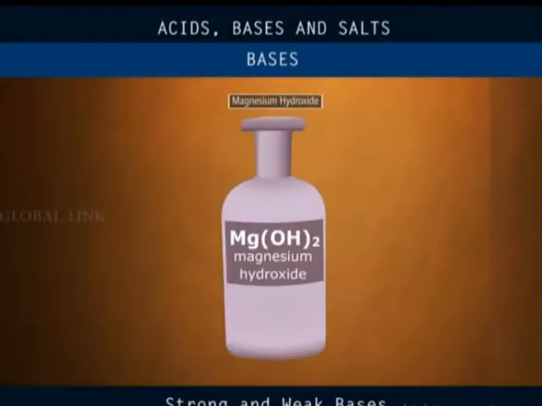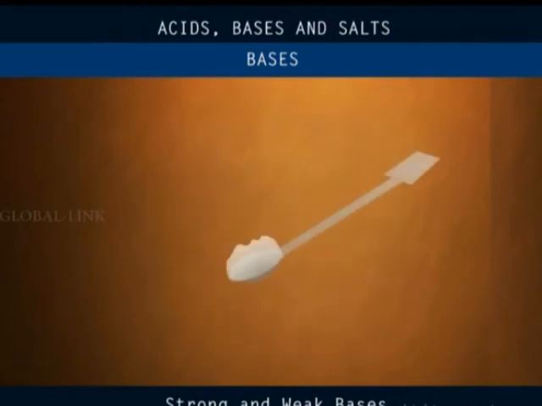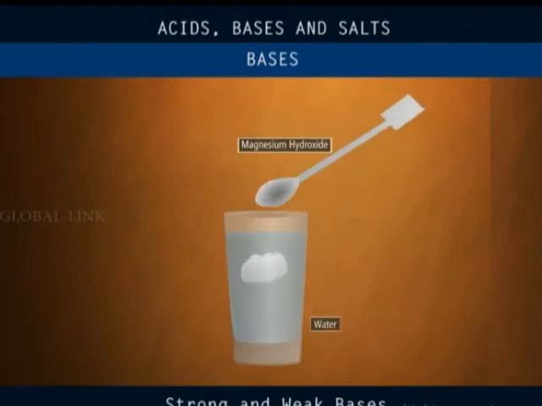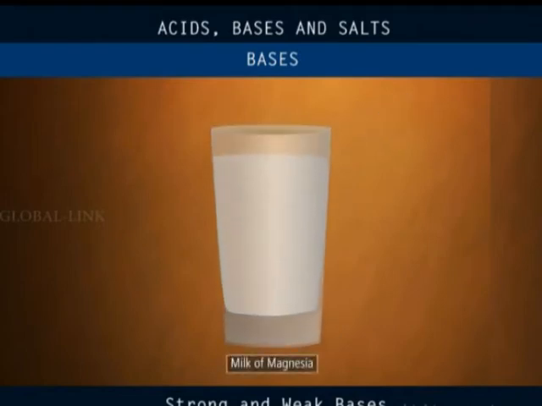Bases such as magnesium hydroxide and copper 2 hydroxide are weak bases. Suspensions of magnesium hydroxide in water, often called milk of magnesia, are used as antacids to neutralize stomach acid.